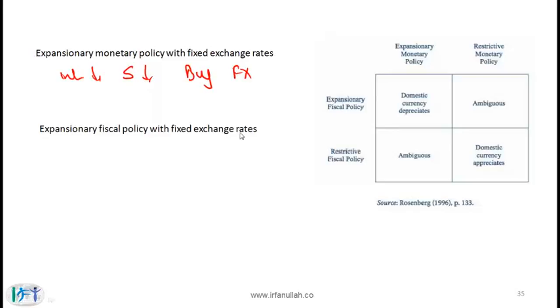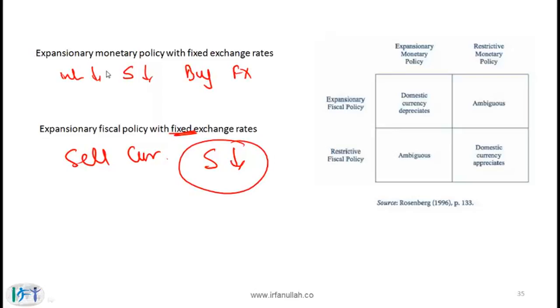Expansionary fiscal policy with fixed exchange rates. Now, to prevent the domestic currency from appreciating, the central bank will have to sell its currency. Selling the currency actually means that the exchange rate will come down. So in the FX markets, if there is a high supply of the domestic currency, then that brings exchange rates down, or the currency depreciates.